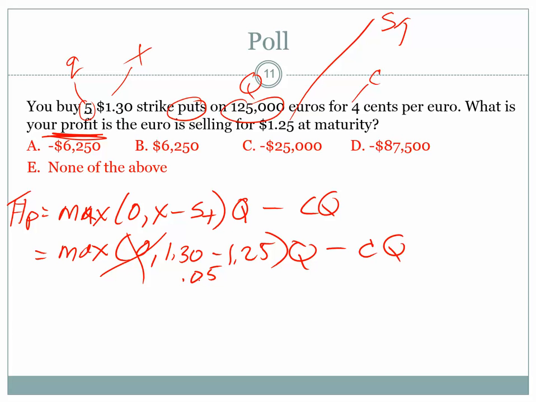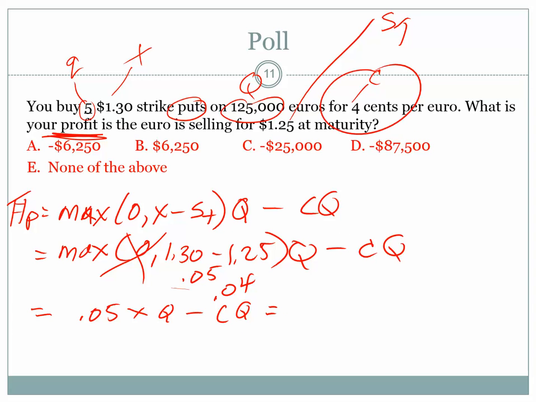Another way of thinking about it is I am going to exercise this option to sell the asset at 1.30. I'll purchase it in the spot market first for $1.25, and then I'll exercise the put and sell it for $1.30. So whenever you have this max function, you have a positive value, it actually means you exercised. So this function then becomes just 0.05 times Q minus C times Q. My C was 0.04.